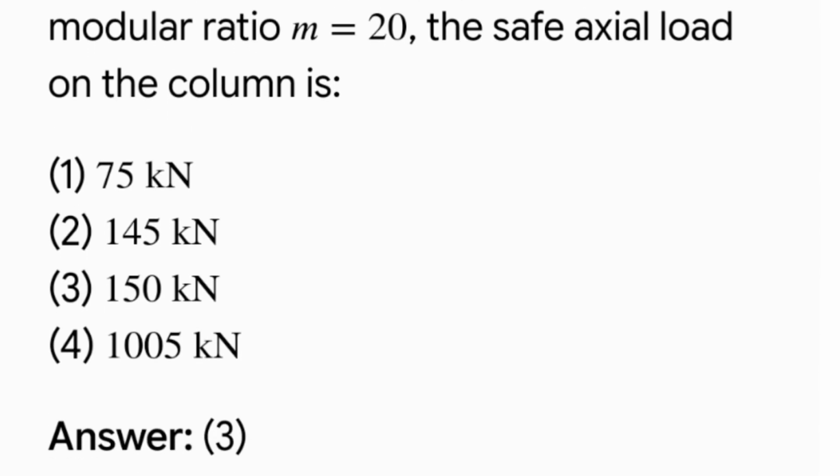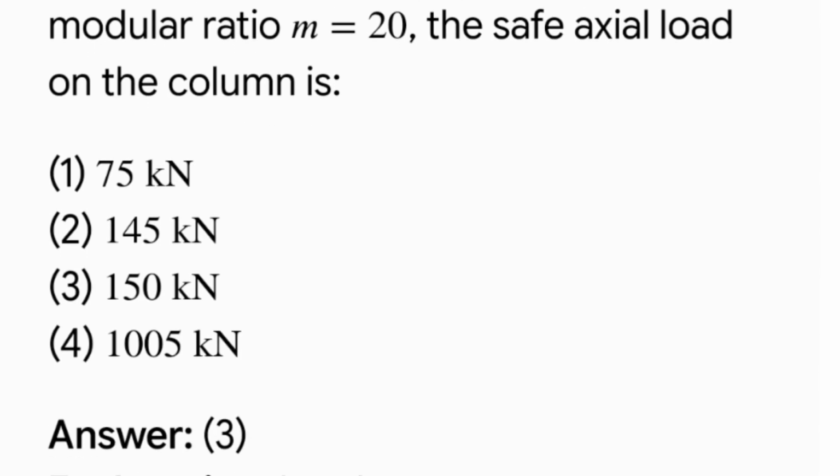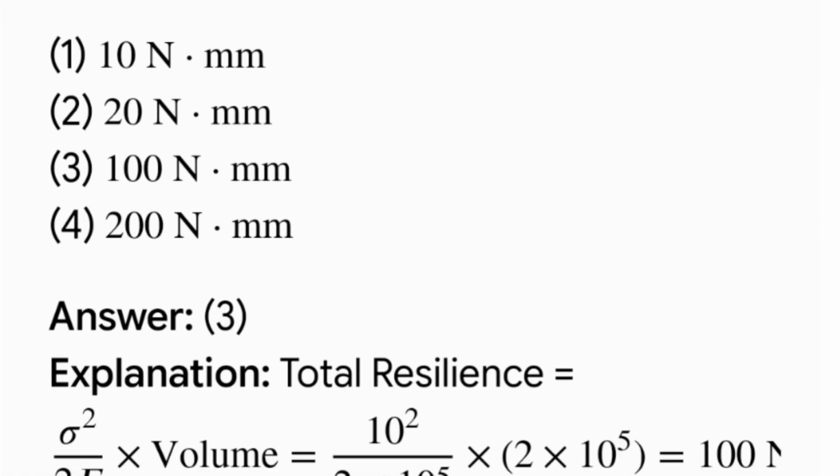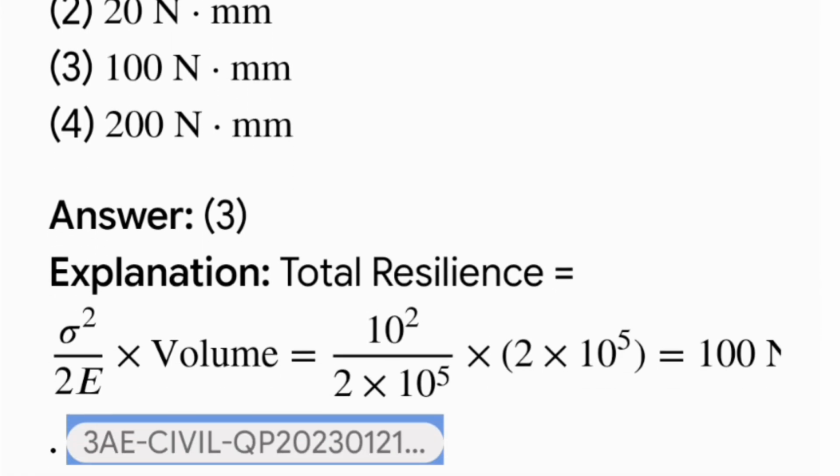Correct answer option 3, 150 kilonewtons. If the working tensile stress sigma and the Young's modulus E for a bar of volume 2 into 10 to the power of 5 mm cube are 10 Newton per mm square and 1 into 10 to the power of 5 Newton per mm square respectively, the resilience of the body is. Correct answer 100 Newton mm.